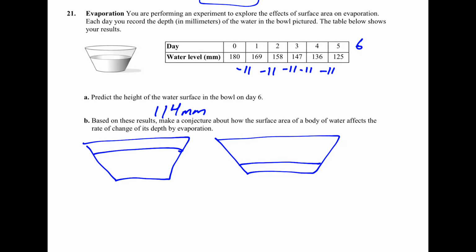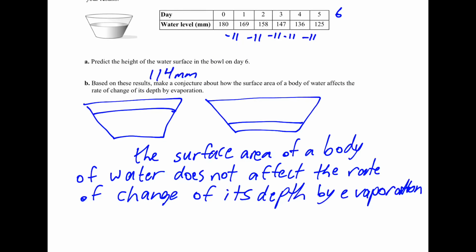So I think what we're saying here is that when the bowl is more full, there is more surface area. And when the bowl is less full, there's less surface area. But it's evaporating at the exact same rate. So I might come to this conclusion that the surface area of a body of water does not affect the rate of change of its depth by evaporation. Or in other words, it's evaporating at a constant rate regardless of how full the bowl is and how much surface area results.